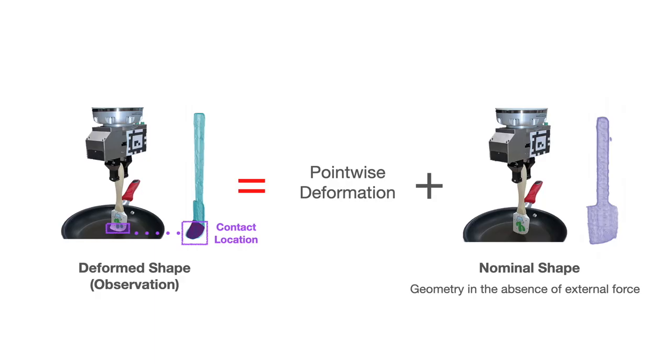At a high level, VIRDO decomposes object representations into a pointwise deformation field and nominal shape representation. The nominal shape of an object is a geometry it takes in the absence of external contact forces, where the shape itself is represented as an implicit function.